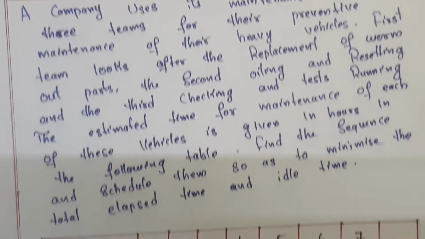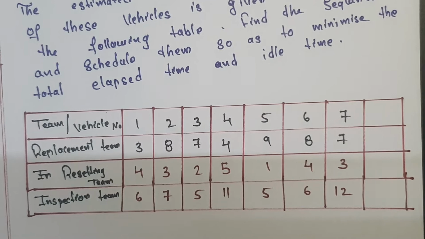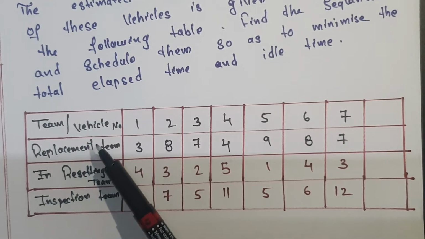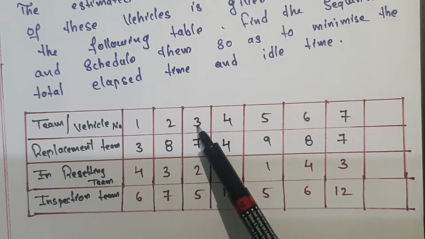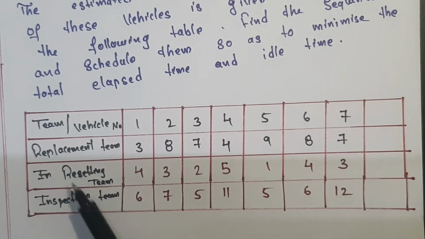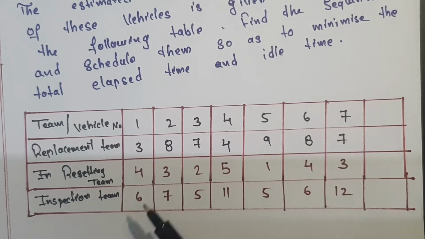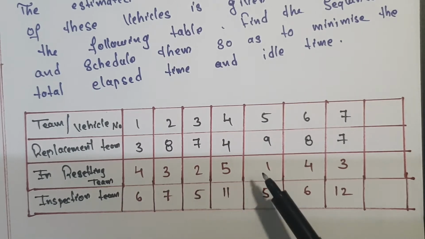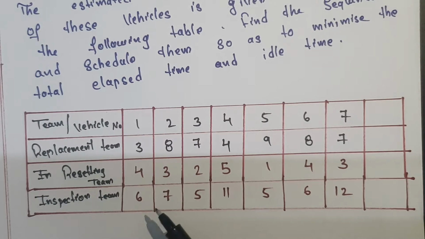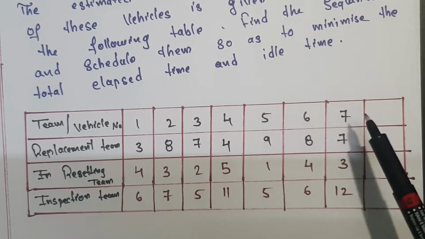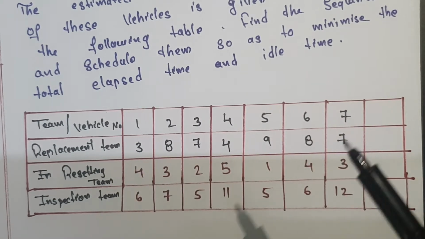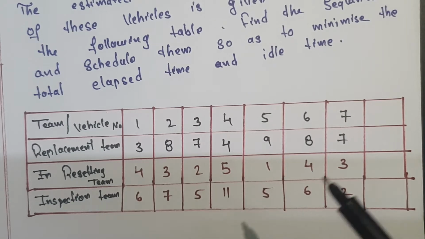So here a table is given in your question. As you can see, the vehicle number is given: vehicle number 1, 2, 3, 4, 5, 6, 7, and the replacement team, resetting team and inspection team times. What is given here? 3, 8, 7, 4, 9, 8, 7. Next row is 4, 3, 2, 5, 1, 4, 3. Next row is 6, 7, 5, 11, 5, 6, 12. The total number of vehicles given is 7. If you observe the previous problem and this problem, what is the difference between these two?